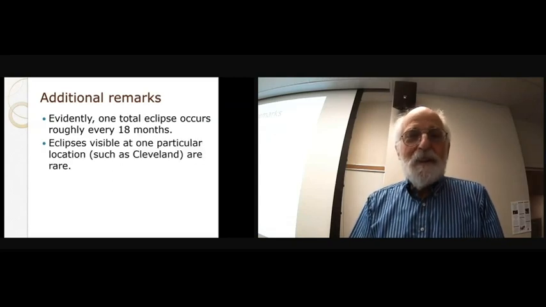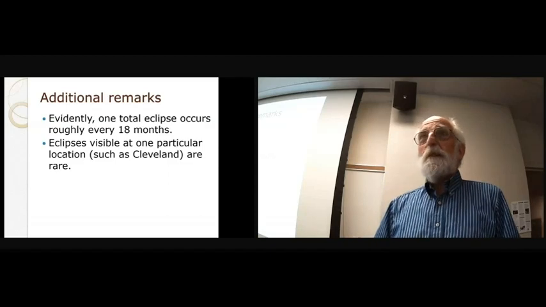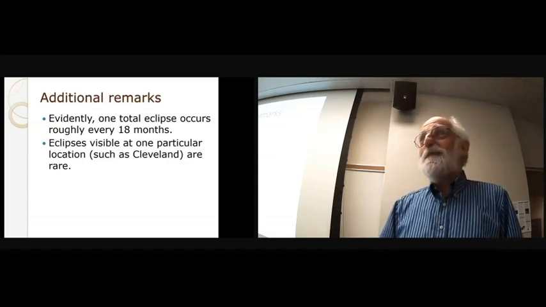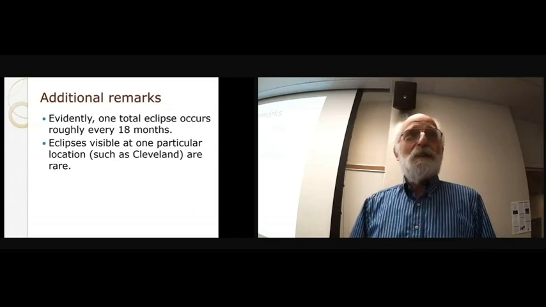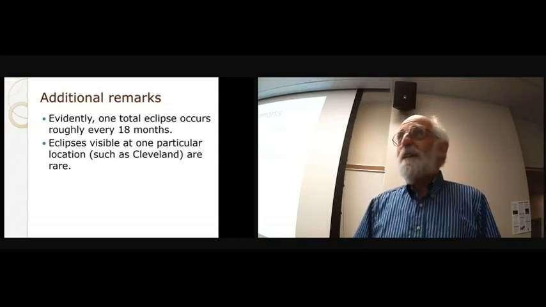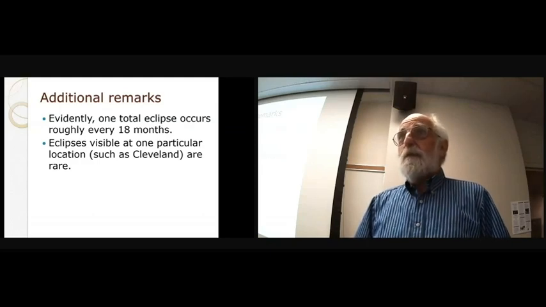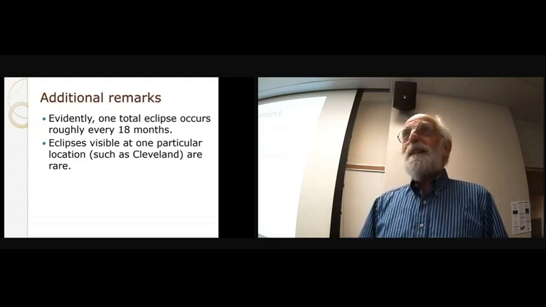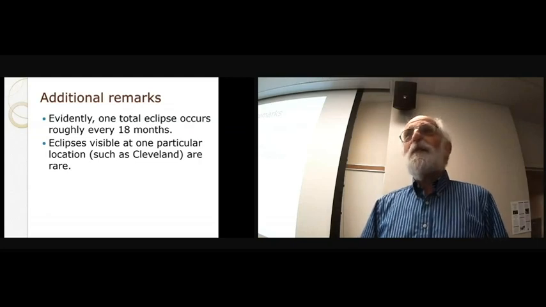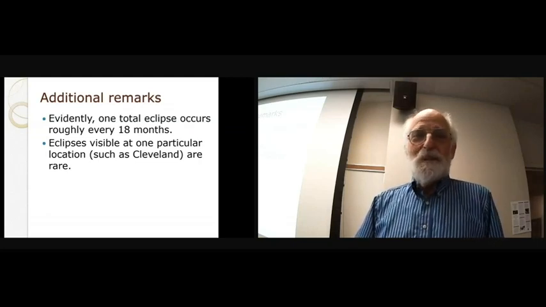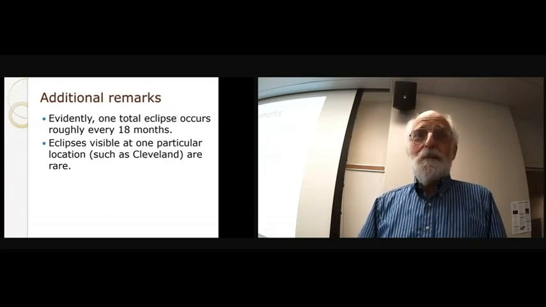But if you're in one particular part of the Earth, like Cleveland, it's very rare that it happens. And that's why, on the one hand, we have an unexpectedly large number of eclipses, and on the other hand, we have such a small number of eclipses. It depends on where you happen to be.